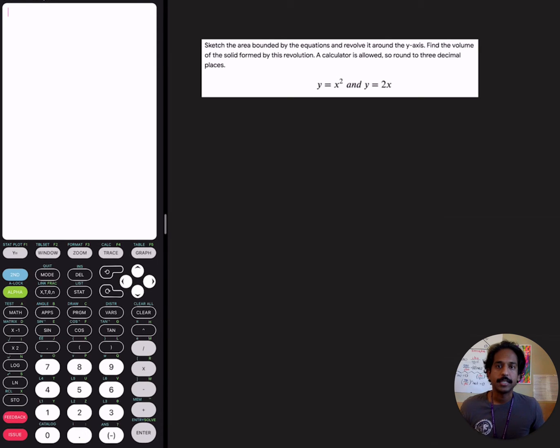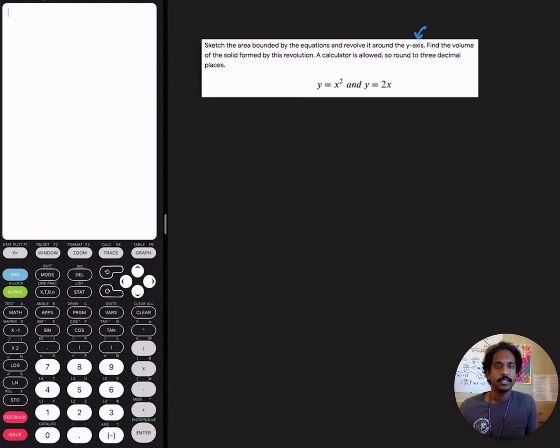In this question, we're asked to sketch the area bounded by these two equations and revolve it around the y-axis. We're asked to find the volume of the solid formed by the revolution. A calculator is allowed, so we have a calculator here, and we want to round to 3 decimal places. So the functions we have are y equals x squared and y equals 2x. But one thing I see is that we're going to revolve around the y-axis.